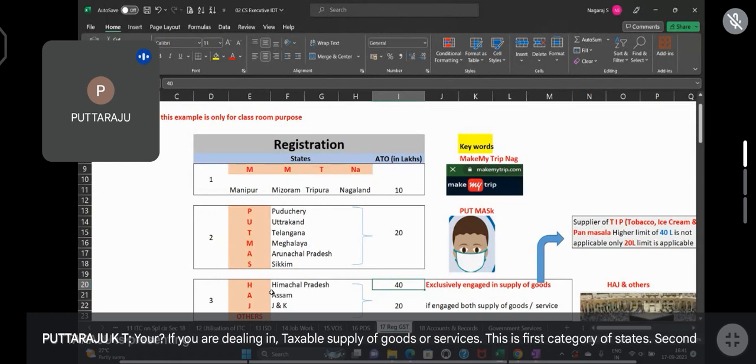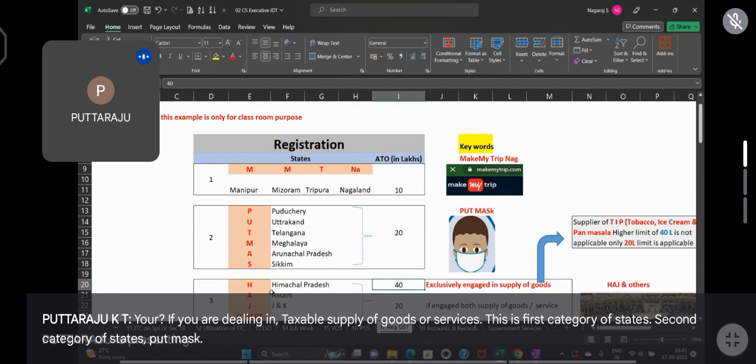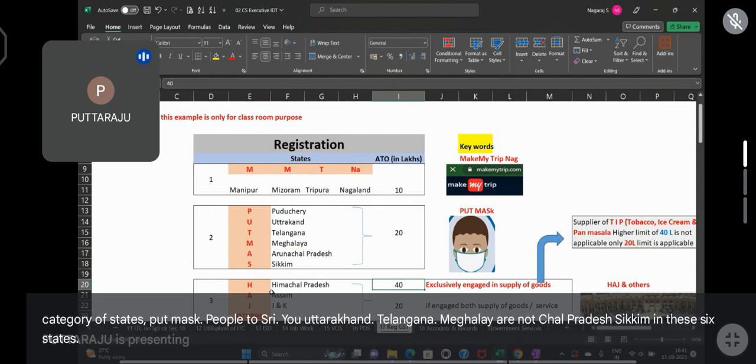Second category of states, PUTMAS: P Puducherry, U Uttarakhand, Telangana, Meghalaya, Arunachal Pradesh, Sikkim. In these 6 states, if your aggregate turnover exceeds 20 lakhs, be it goods or services, you have to get registered.